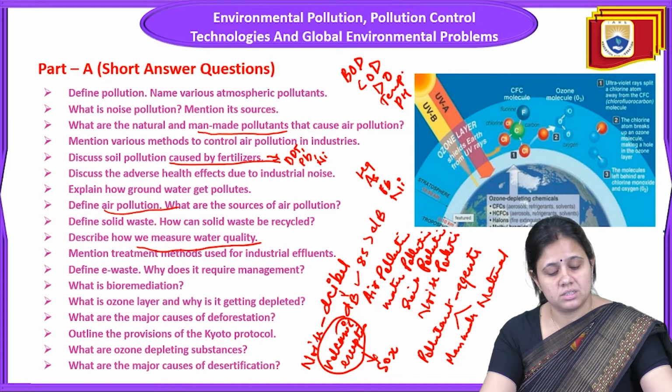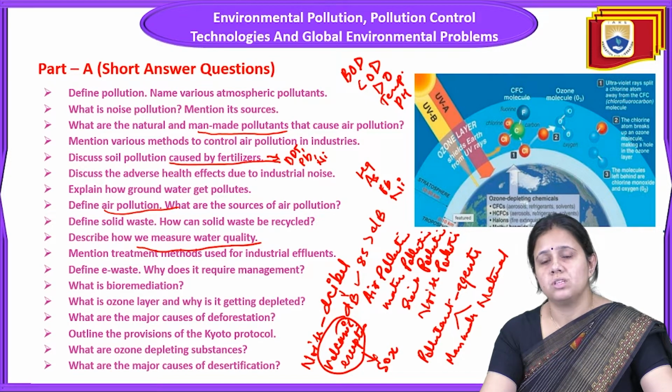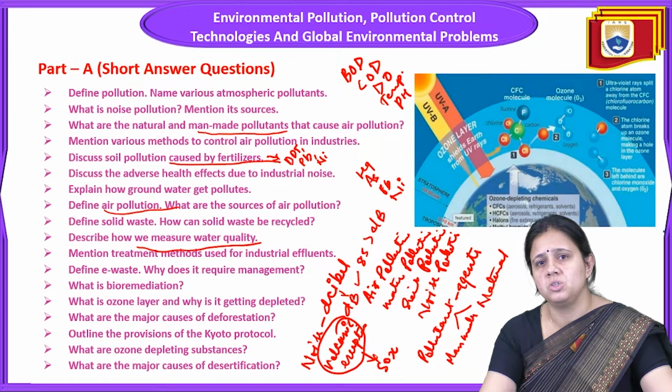And the next question is: mention treatment methods for industrial effluents. Some treatment methods are there for industrial effluents, meaning those effluents that are coming from an industry. For this, the electrostatic coagulation method is there, where electrons and coagulants are used to make flocculants from the industrial effluents, and then they discharge it into the water.